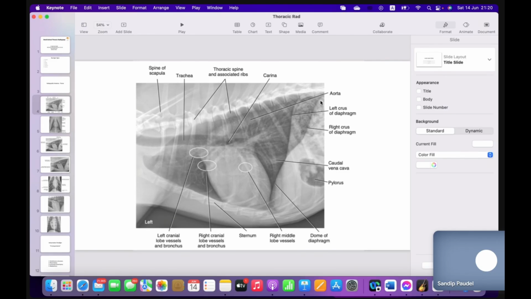This is the diaphragm, this is the left part, and this is the right part, and this is the dome of the diaphragm. So this structure we really need to keep in our mind. This is the normal structure of the thorax, the thoracic cavity.